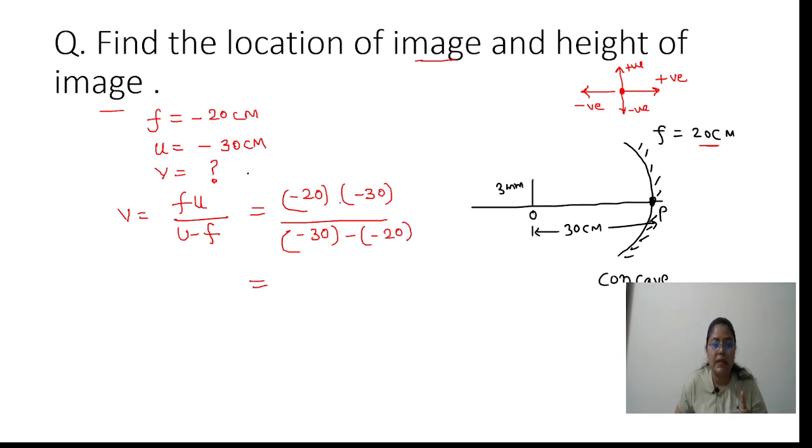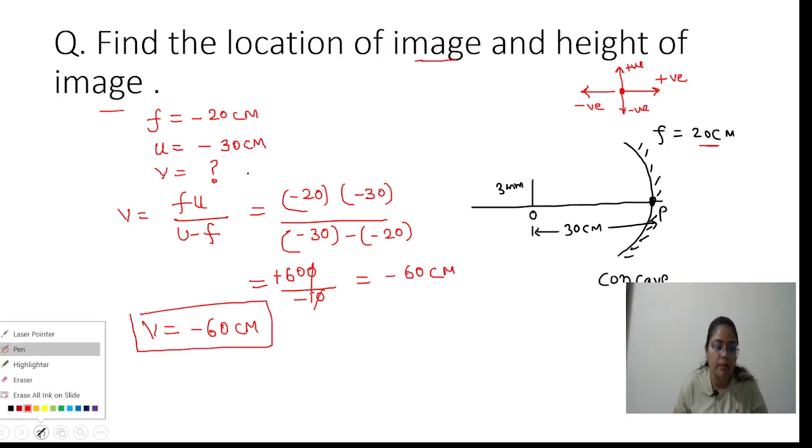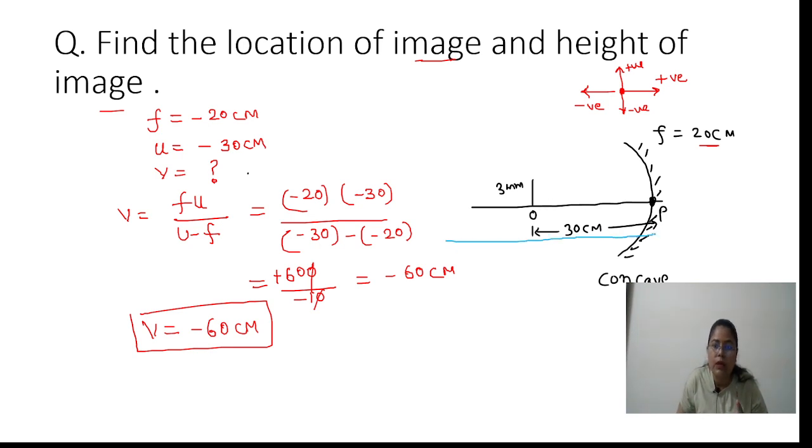So multiply: minus times minus is plus 600, divided by minus 30 and minus minus 20, that is minus 10 here. So the value is minus 60 centimeter. So the location of the image is minus 60 centimeter from the pole. Done. Where is the image formed?